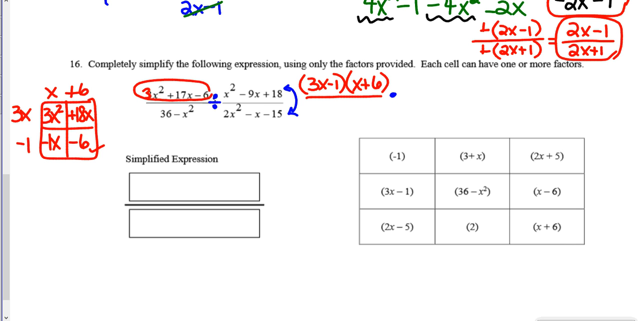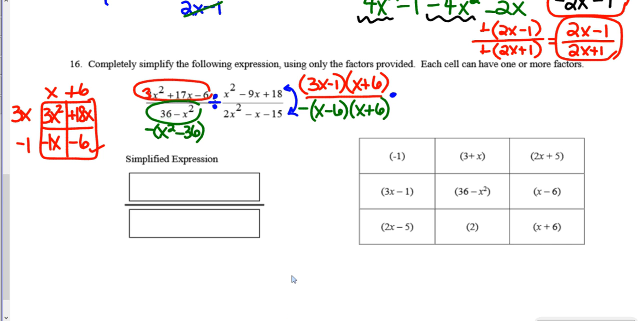All right, I'm going to look at the bottom of this fraction. This was 36 minus x squared. I typically don't like to factor with the x squared second. In order to change the order, I would like to take out a negative and call it x squared minus 36. And then x squared minus 36 is the difference of squares, so that's going to factor into x minus 6 times x plus 6.